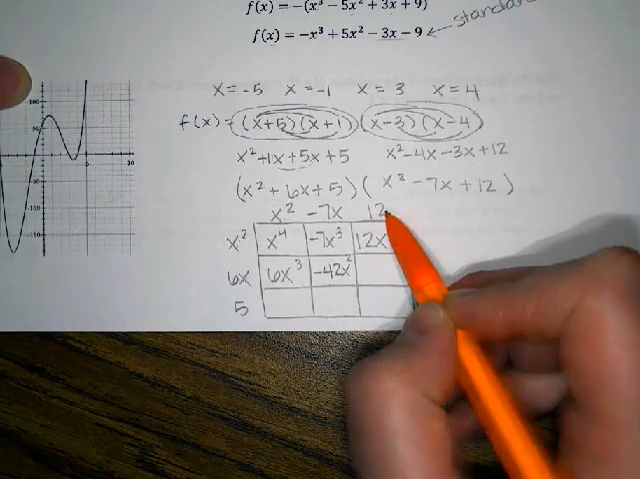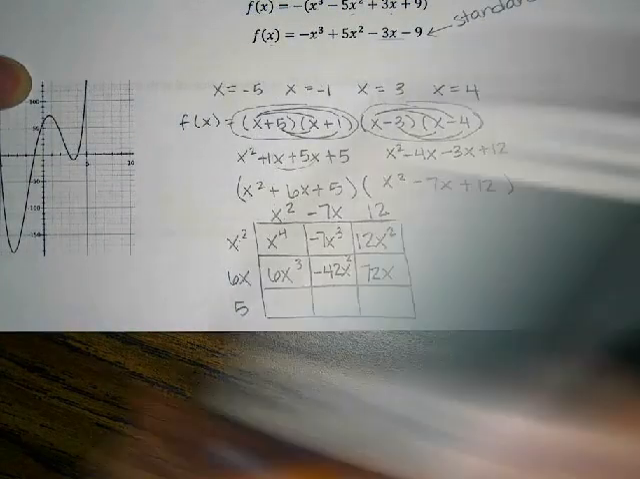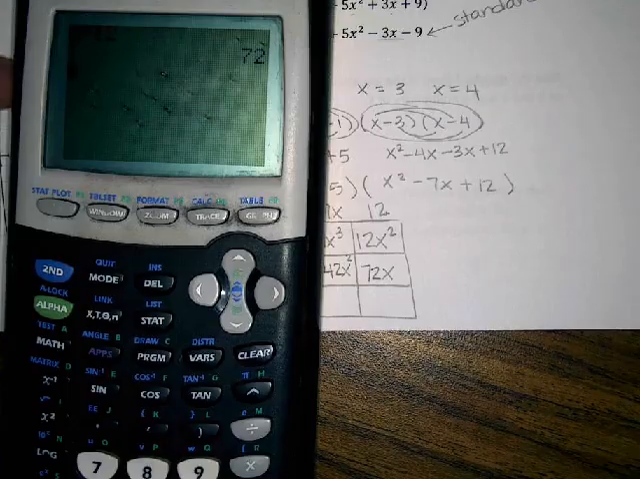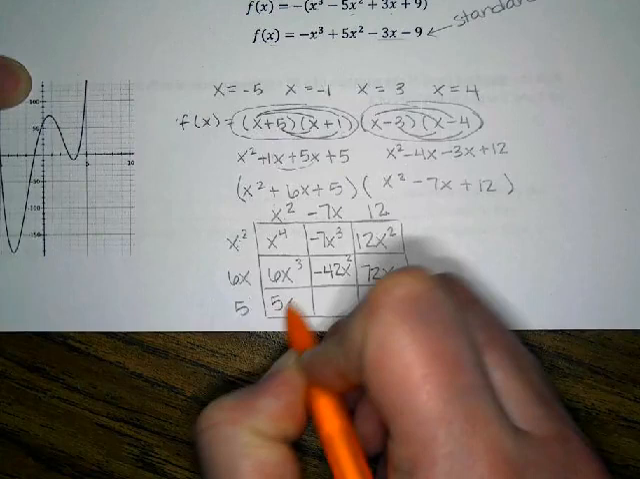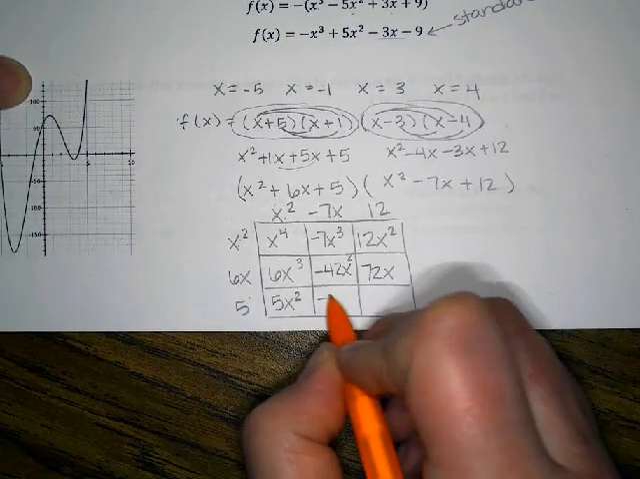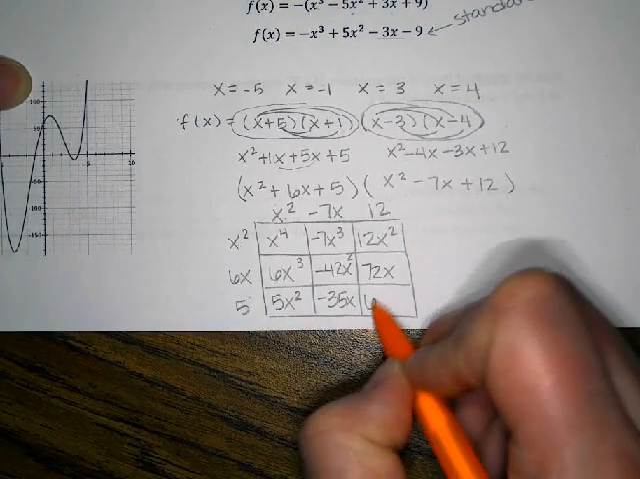72x. I should double check that. I don't trust my mental math. 6 times 12, 72. Okay. 5 times x squared is 5x squared. 5 times negative 7x is negative 35x. And then 5 times 12 is 60. I happen to know that one off the top of my head.